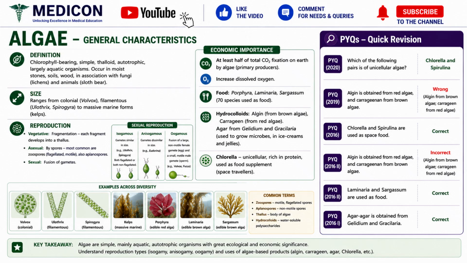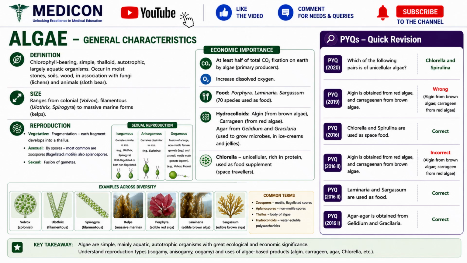Hydrocolloids: algin from brown algae, carrageen from red algae, and agar from Gelidium and Gracilaria, used to grow microbes and in ice creams and jellies. Chlorella is unicellular and rich in protein, used as a food supplement for space travelers. So this Chlorella is an alga that is unicellular, and for space travelers it is used as a rich protein supplement. Examples across the diversity you have to remember.